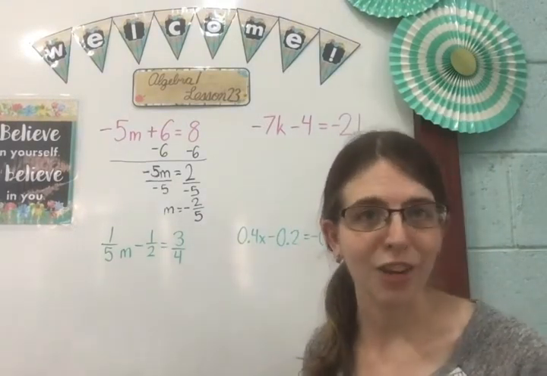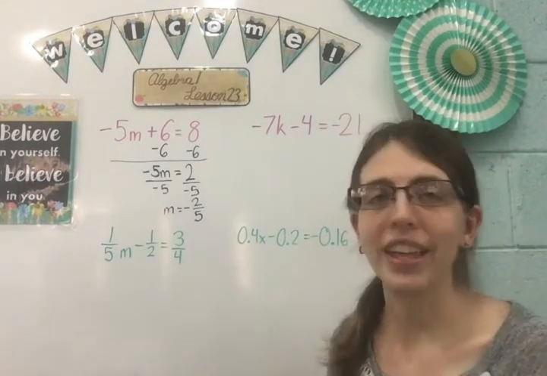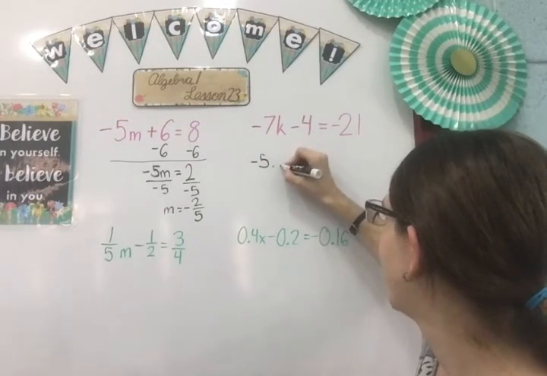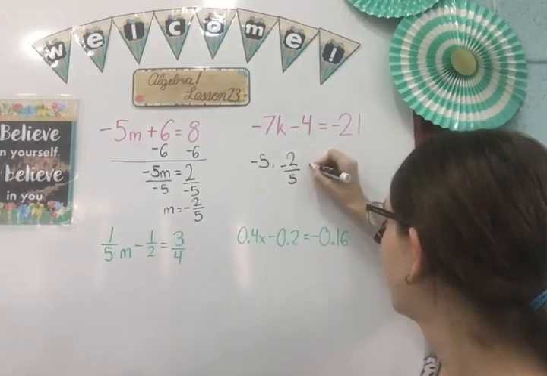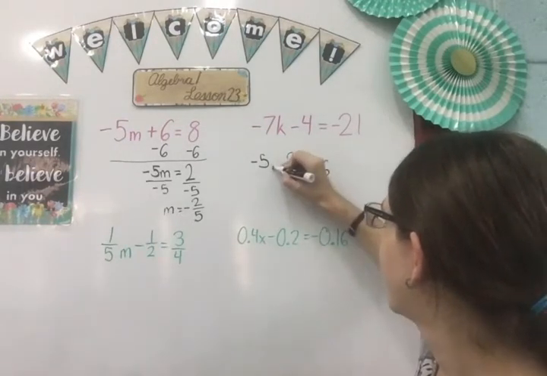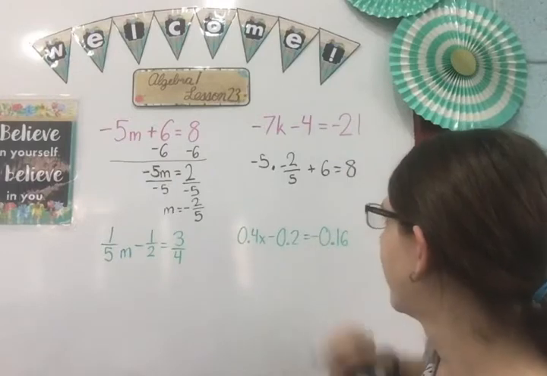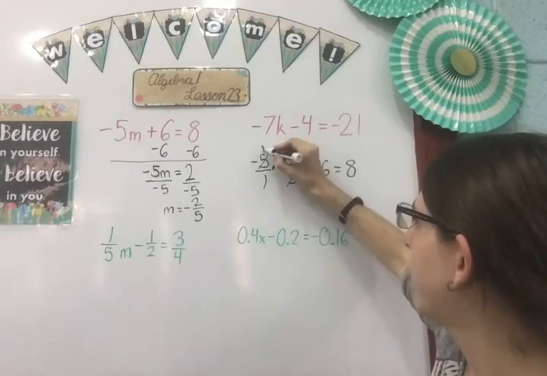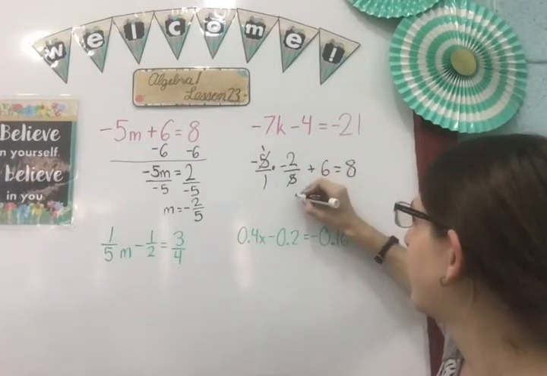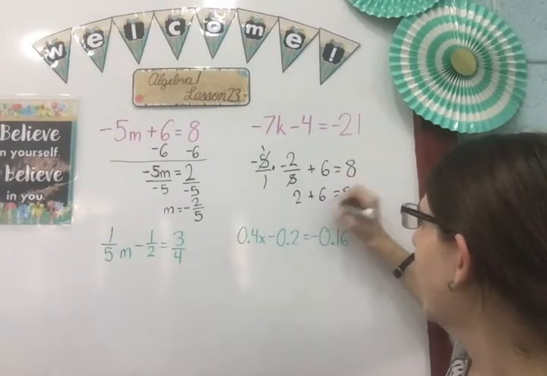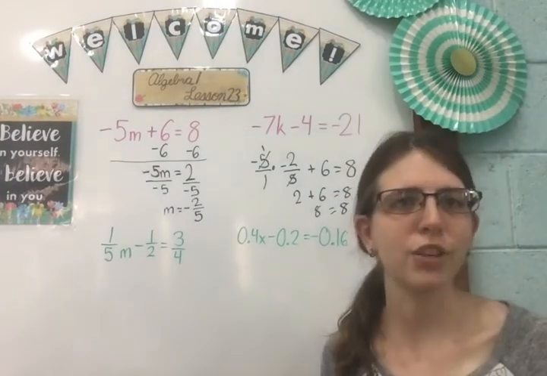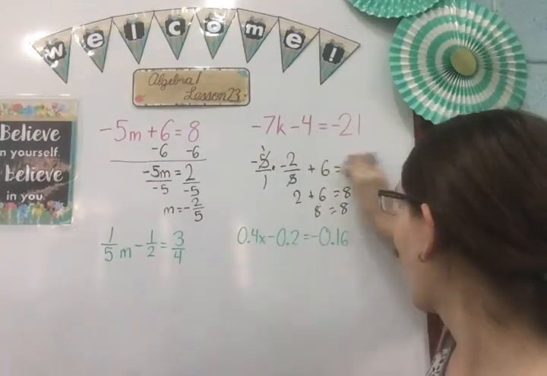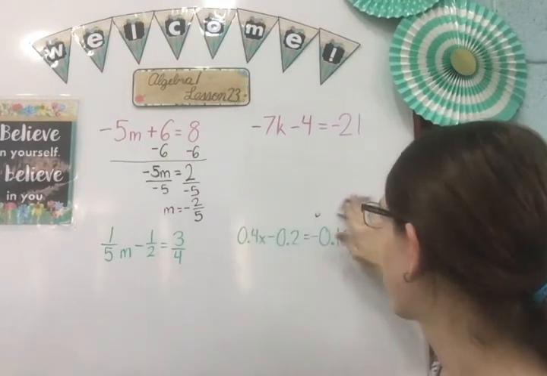Then you need to check your problem by putting the negative 2/5 in place of m, like this. Negative 5 times negative 2/5 plus 6 equals 8. The 5's cancel. Negative 2 times, or negative 1, that's what that is now. Negative 1 times negative 2, that's a positive 2, so you have 2 plus 6, 8 equals 8. And you check all of your problems that way. That's the only problem we're going to check together for the sake of time, but your problems on your homework you need to check in that manner, okay?